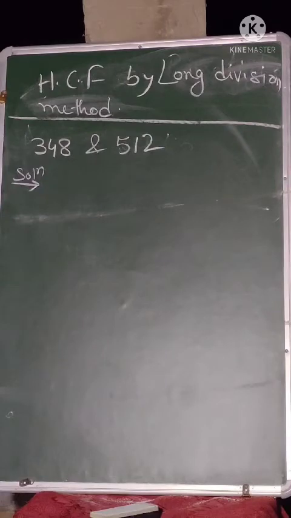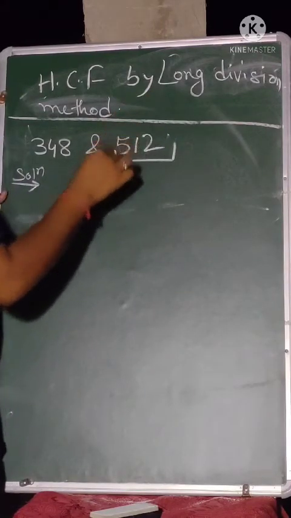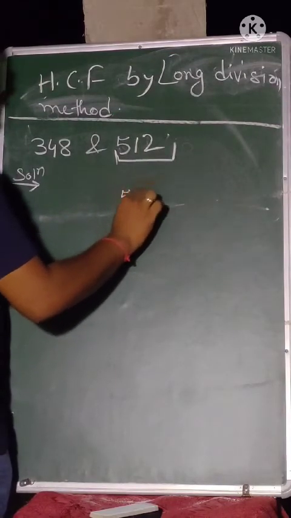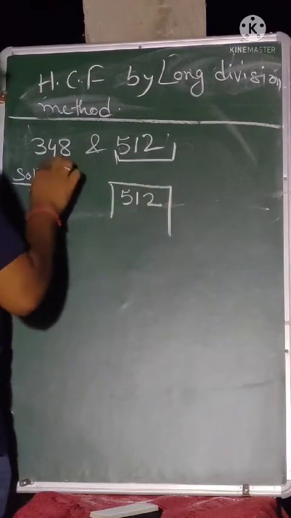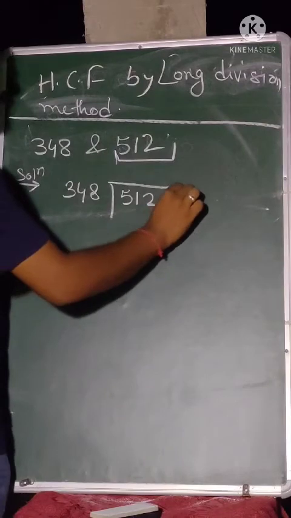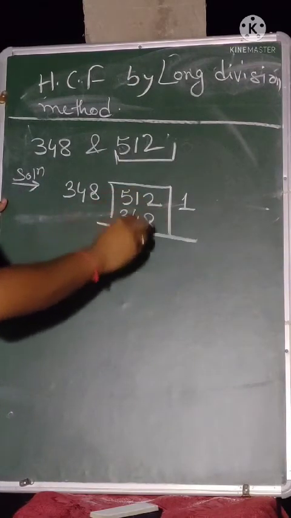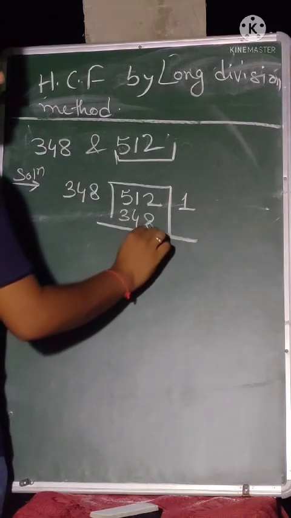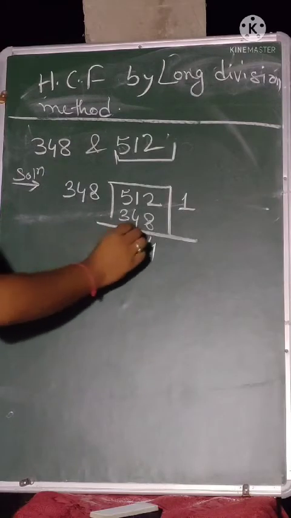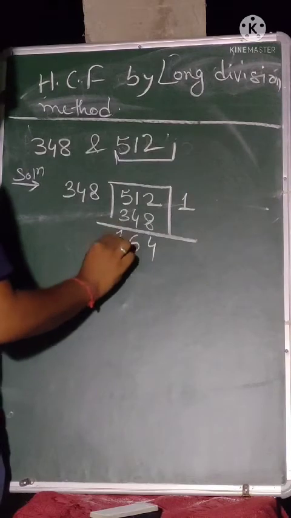So, 348 and 512 by long division method. What is the greater number? This one is the greater number, so write 512 here and then write this 348 here. Take one time, it will be 348. Subtract it, we get 164. Clear?